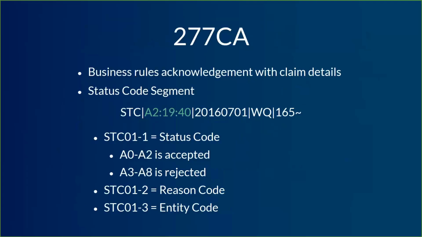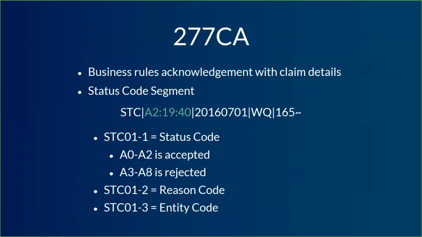The 277CA is a business rules acknowledgement, and it does go into claim detail. Now, when I say business rules, we're not just looking at is the file formed correctly anymore. At this point, we're also looking to see were they able to match the patient to their system on the receiving end? Were they able to recognize the provider? If there was a prior authorization number required, was that included? Are additional medical notes required? That's the sort of thing that is going to be happening on a 277 level.